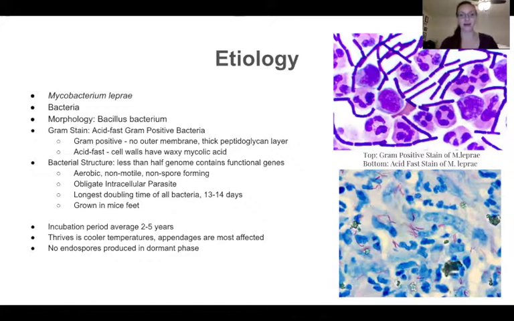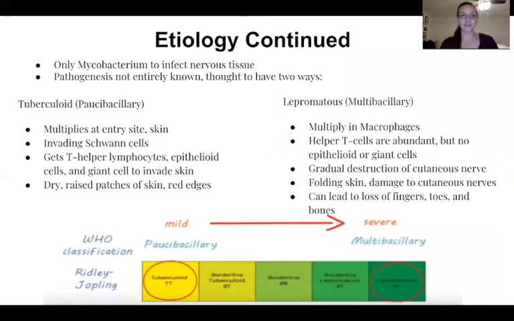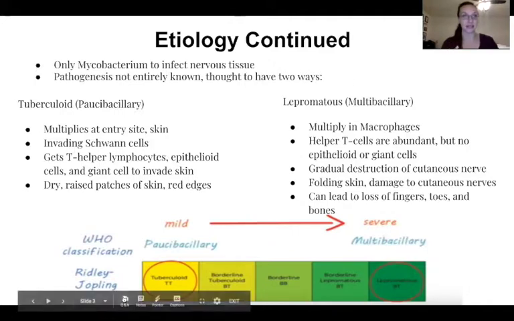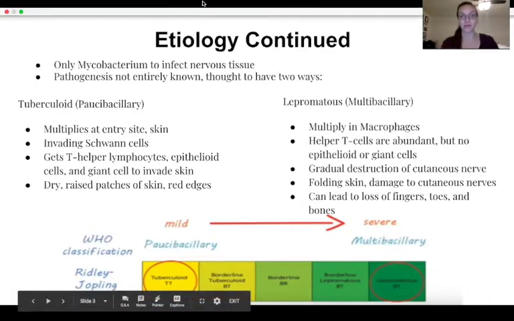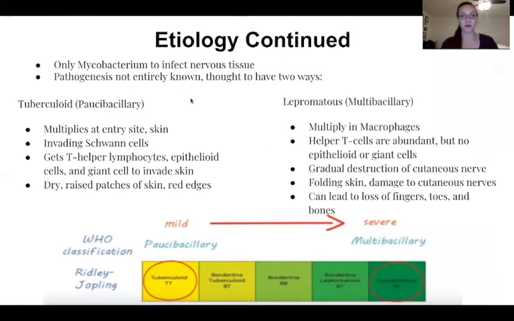It thrives in cooler temperatures, so the appendages of the body are most affected, such as the fingers and toes and nose. No endospores are produced in the dormant phase. It is also the only mycobacterium known to infect nervous tissue. The pathogenesis is not entirely known because of the difficulty in studying it, because it can't be grown in the lab, but it is thought to have two ways: tuberculoid, also called paucibacillary, and lepromatous, known as multibacillary.